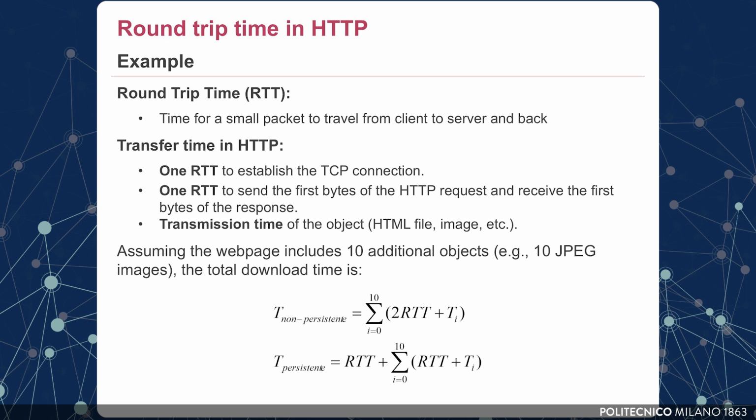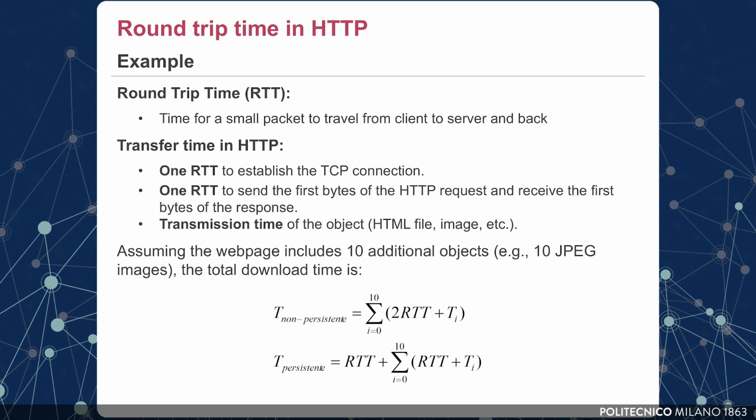On the other hand, with a persistent connection, a single TCP connection remains open for all objects on the web page. In this case, the total time can be expressed as 1 RTT for TCP connection opening plus the sum from 1 to 10 of 1 RTT plus the single object transfer time.